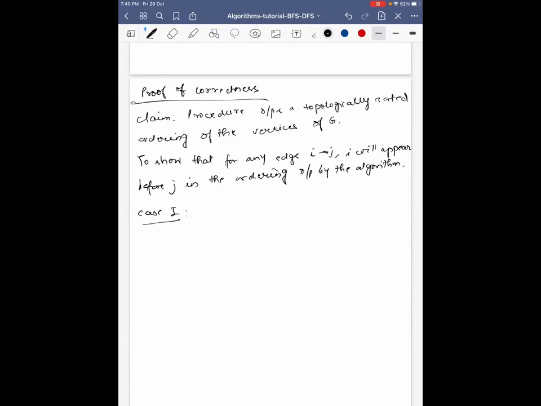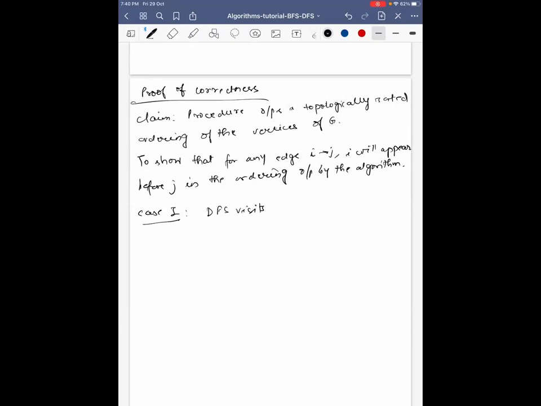So I'm just summarizing whatever you have said. Sir, what have you written in the first line? Claim. Yes, sir. So it basically says that the above procedure outputs an ordering which is topologically sorted. Okay, sir.